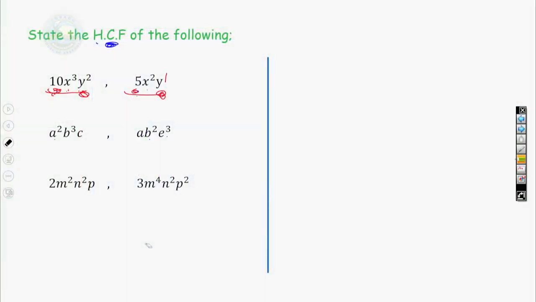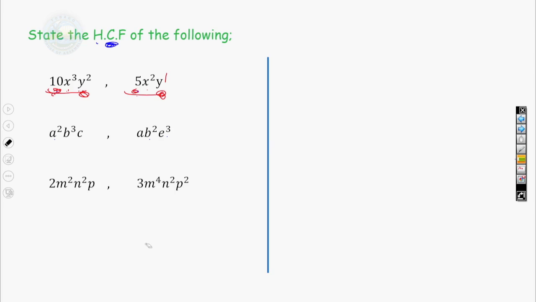Let's look at another one. 2m squared n squared p and 3m to the 4 n squared p squared. What is the highest common factor here? Again, we are going to do the analysis step by step. So don't try to just look at it and say highest common factor. No, it sometimes frustrates you. Do it step by step. Do the coefficients first, then do variable by variable until you have completed the entire term.